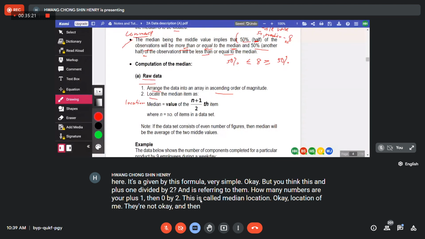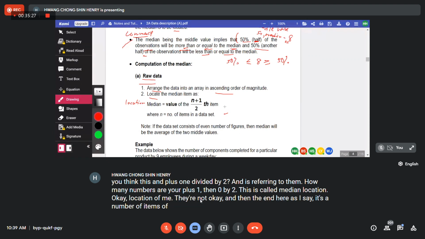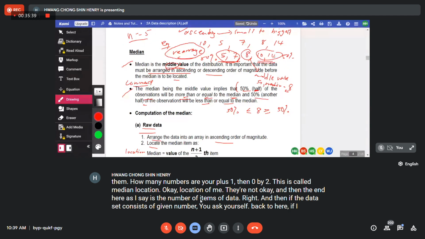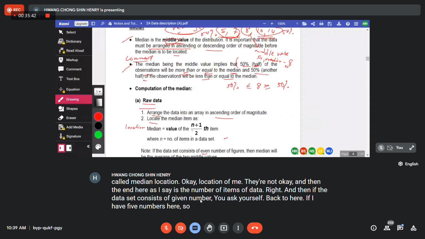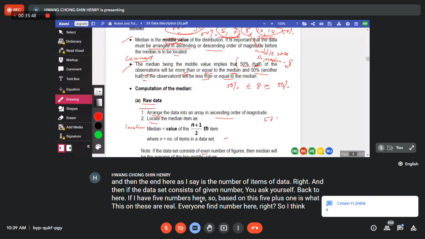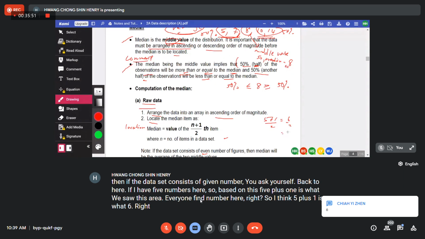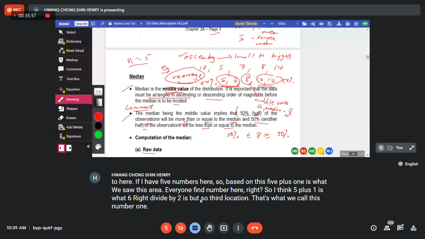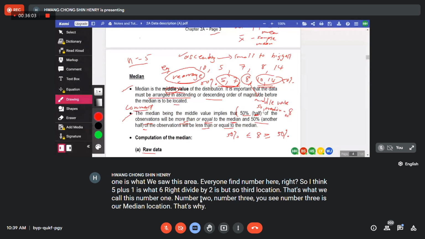The n here, as I say, is the number of items of data, right? Back to here, if I have 5 numbers, 5 plus 1 is what? 6, right? Divided by 2 is 3. So the third location. That's why we number 1, number 2, number 3. You see, number 3 is our median location. That's why I write here the median is 8.